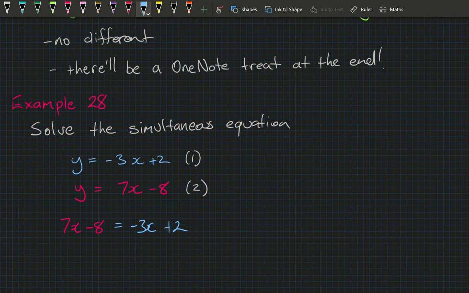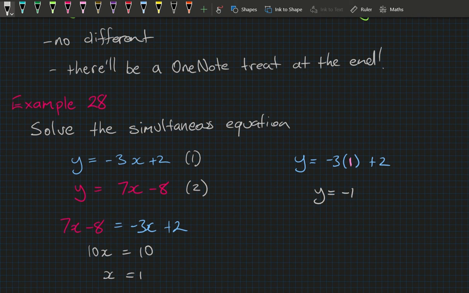Then by collecting like terms, I'll get 10x, and adding 8 to both sides, I get 10. So we end up with 10x equals 10, and therefore x must equal 1. So if I sub x equals 1 into equation 1, we end up with y equals minus 3 times 1 for the x, plus 2. And minus 3 plus 2 is minus 1, so we end up with y equals minus 1. So the solution is x equals 1 and y equals minus 1.